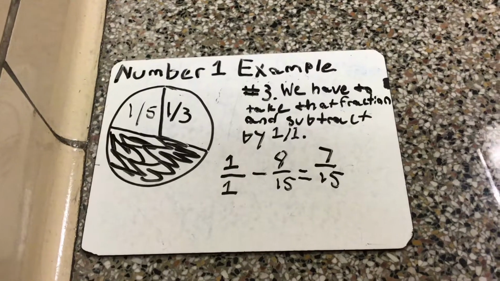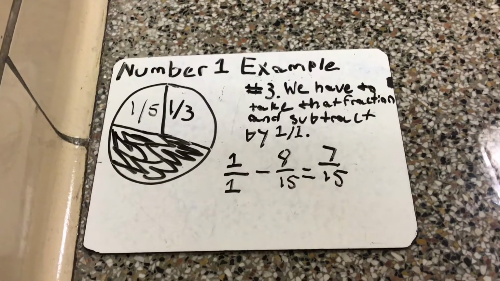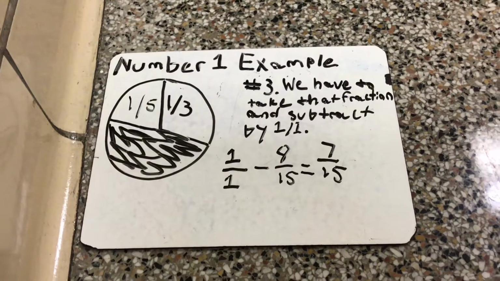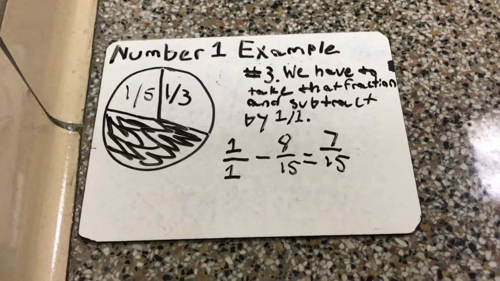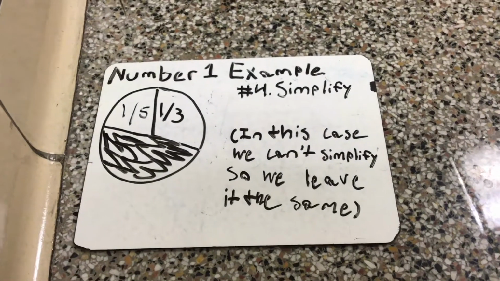For our next step, we have to take the sum of that addition problem and subtract it from 1. So in this case, it would be 1 over 1, or 15 over 15, minus 8/15. That equals 7/15. For our next and final step, we have to simplify.